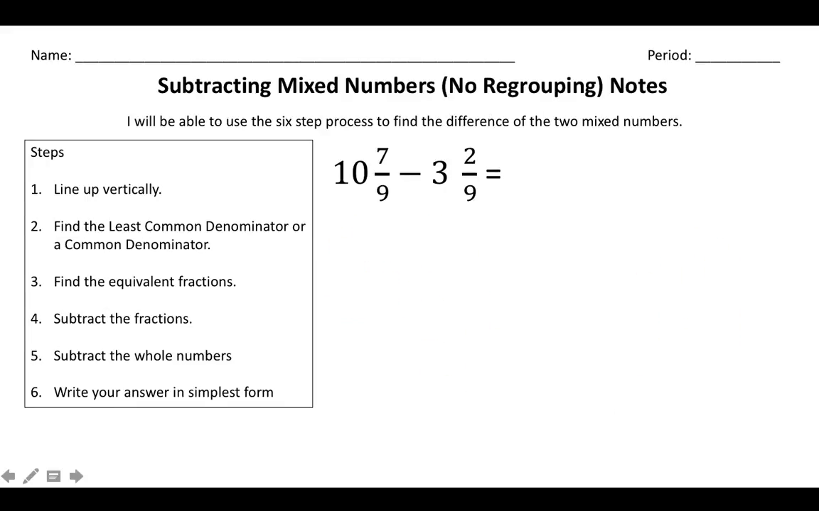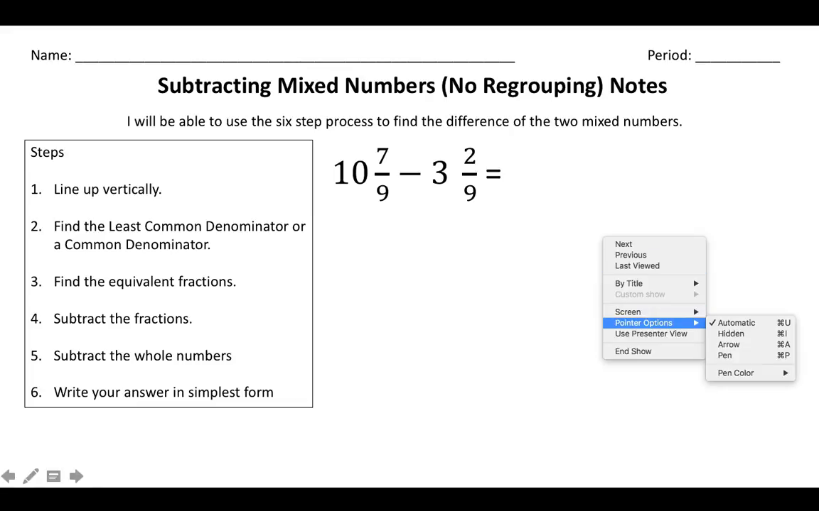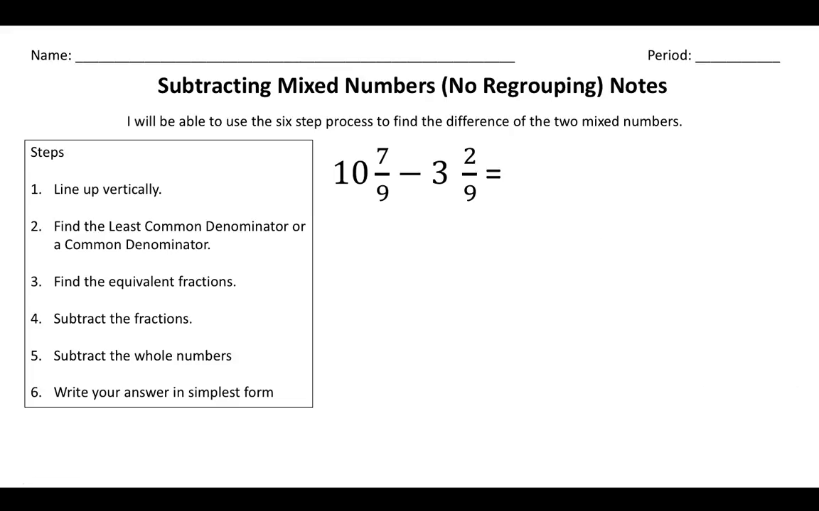Moving on, we're now going to focus on subtracting. We're first going to start with non-regrouping, and then we'll move into regrouping. As before, we're going to line up our mixed numbers vertically. 10 and 7/9 minus 3 and 2/9.